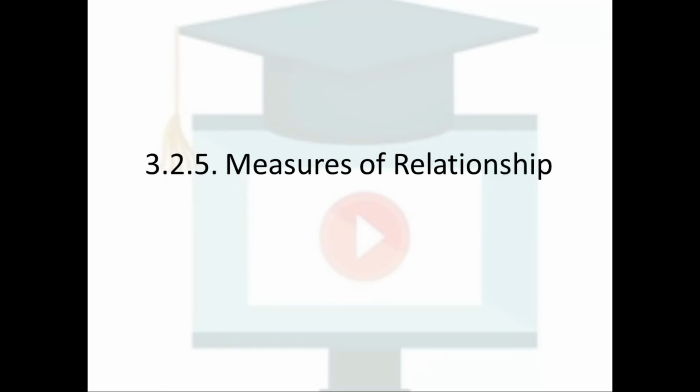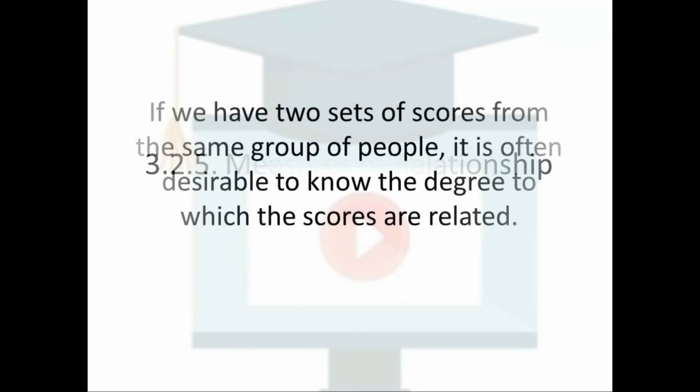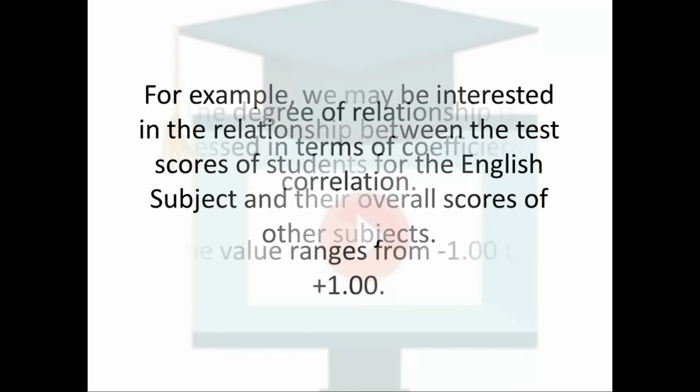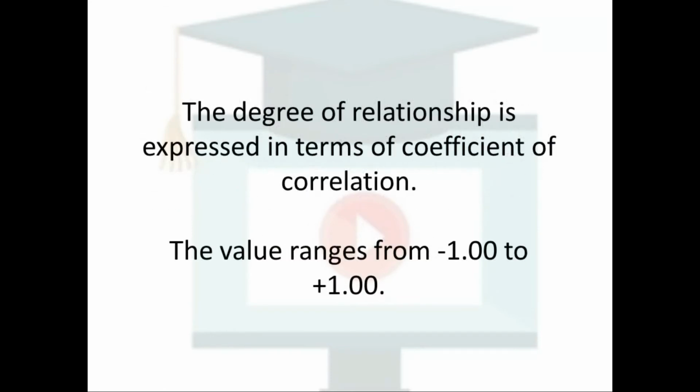3.2.5. Measures of relationship. If we have 2 sets of scores from the same group of people, it is often desirable to know the degree to which the scores are related. For example, we may be interested in the relationship between the test scores of students for the English subject and their overall scores of other subjects. The degree of relationship is expressed in terms of coefficient of correlation.